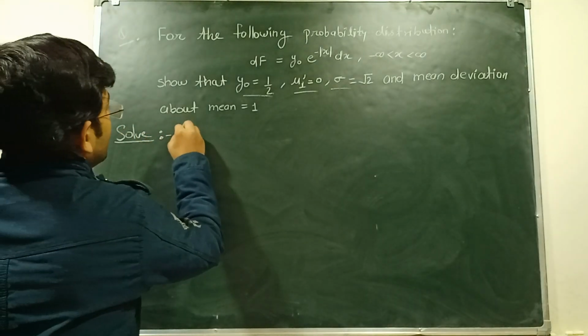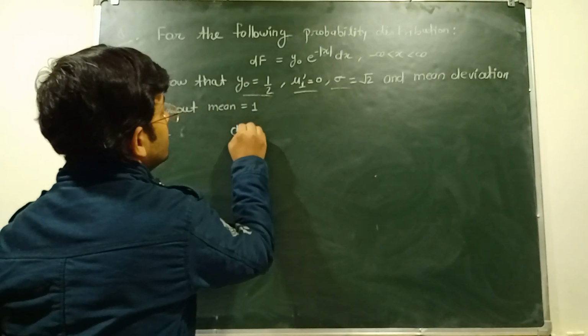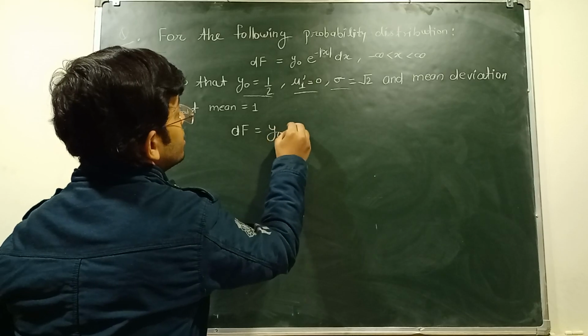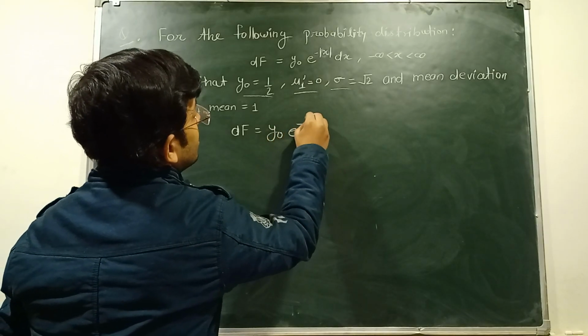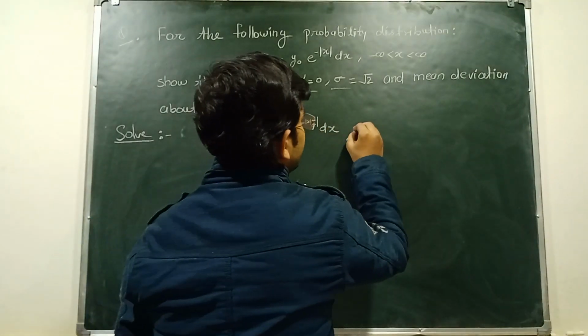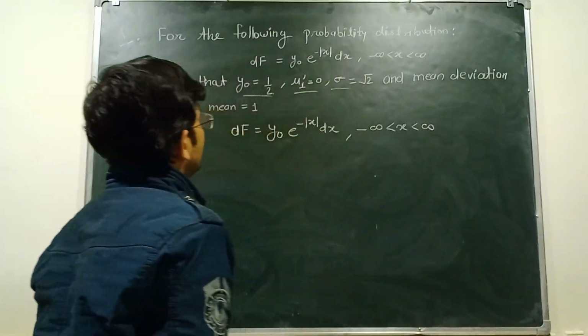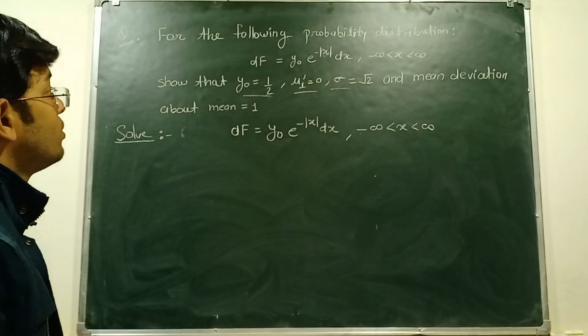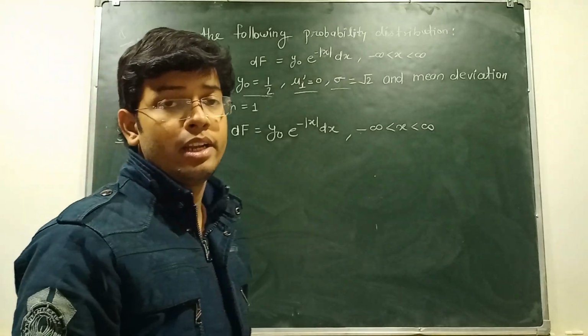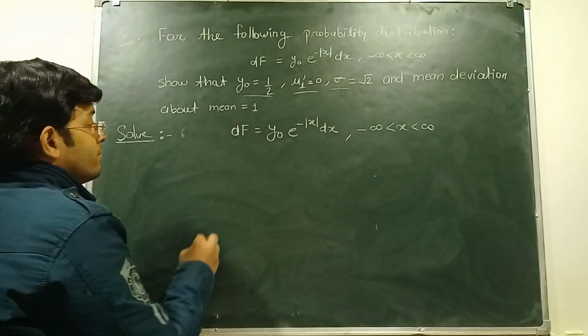We are given the function df is equal to y0 e to the power minus mod x dx, and the limits are minus infinite to infinity. Now first of all, we have to find the value of constant y0. So how to find the value of constant y0?